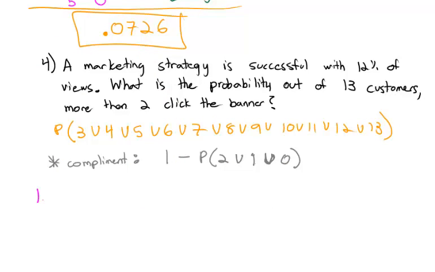So let's do that. We're going to do 1 minus, and then we're going to have 3 of these probabilities. Combination. There are 13 customers. We're going to choose 2 of them. We are successful 12% of the time, and we want that to happen twice. We fail, then the opposite of 12% is 88%, 0.88. That's going to happen 11 times, 13 minus 2.